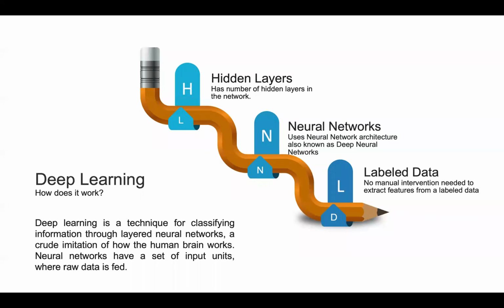Okay. So how does it work? It's basically a technique for classification of information through neural networks. Like I said earlier, it is how a human brain works. We implement neural networks, which have a set of input units where you can feed the raw data in. As you can see here, we have labeled data, so we will be giving labeled data in the input. And in the next set, we'll have neural networks, also called deep neural networks in deep learning terminology.